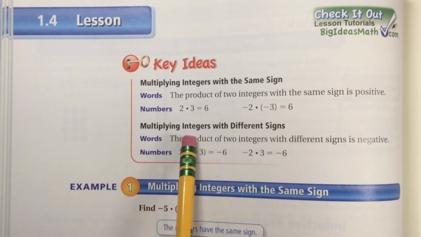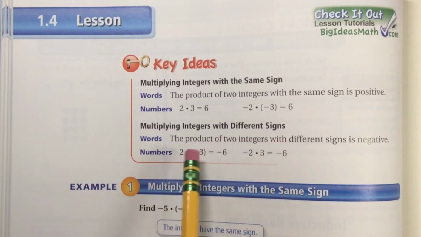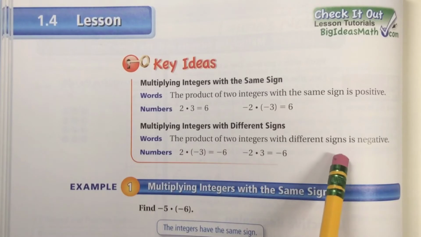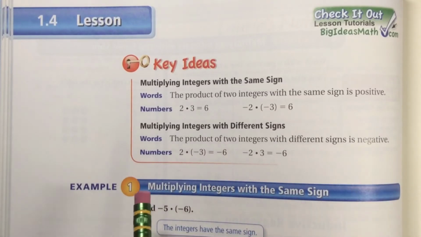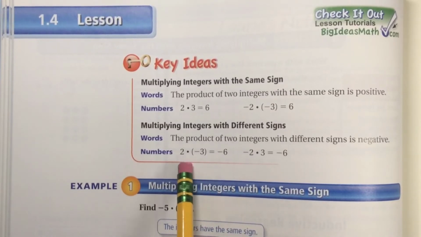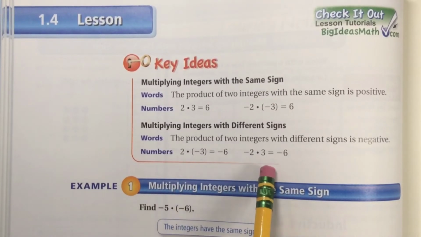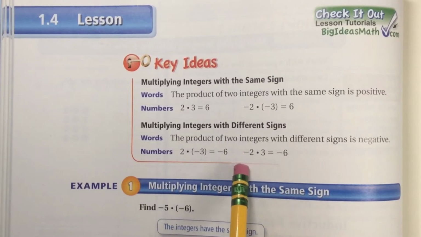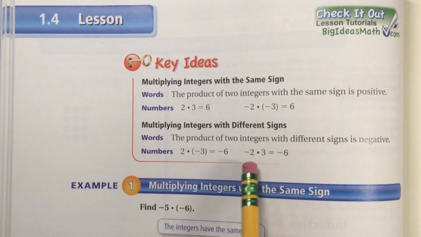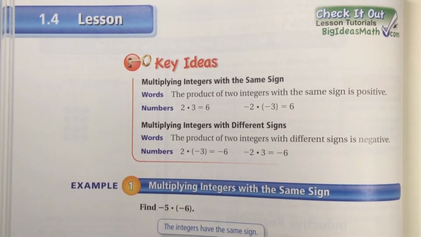Second scenario, when multiplying with different signs. The product of two integers with different signs is negative. So here we have 2 times a negative 3, negative 6, because we have different signs here. Negative 2 times 3, negative 6, because they were different signs. So when multiplying, same sign, positive, different sign, negative. That's it. The lesson really could just be that quick, but we're going to do a couple examples and you're going to work through some problems.